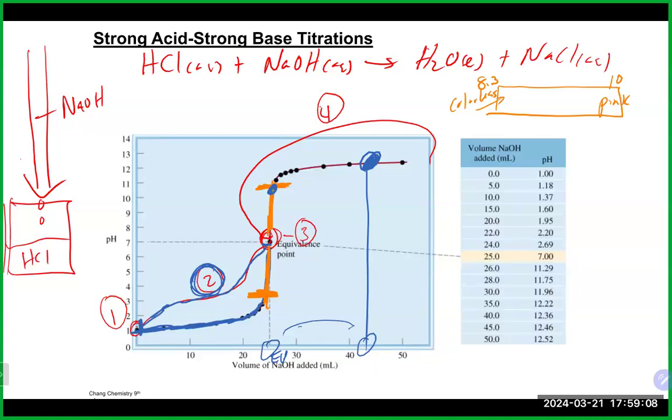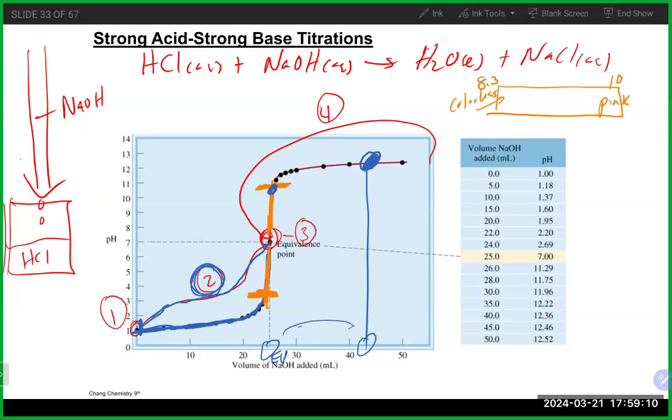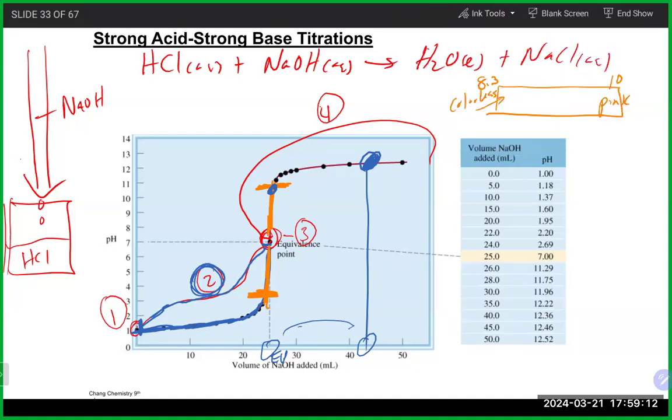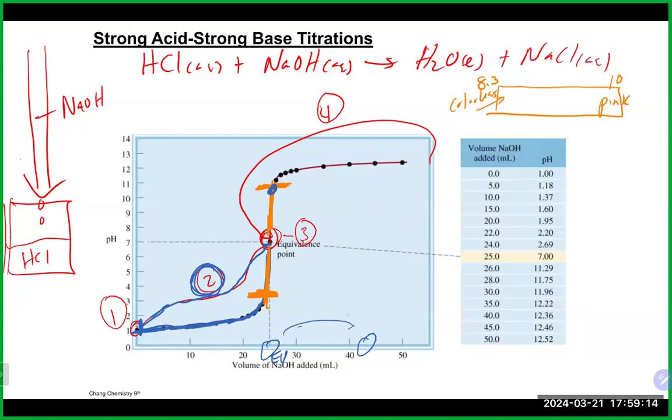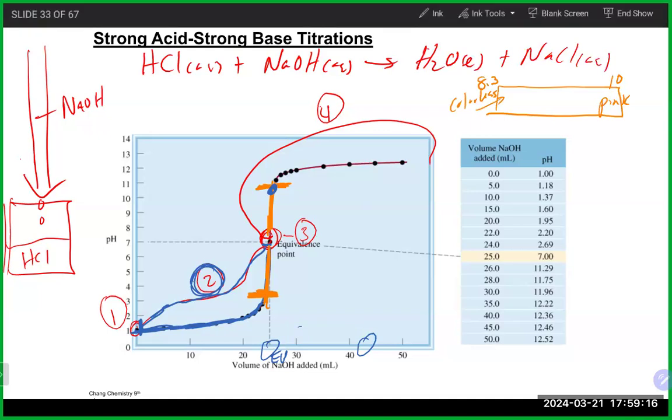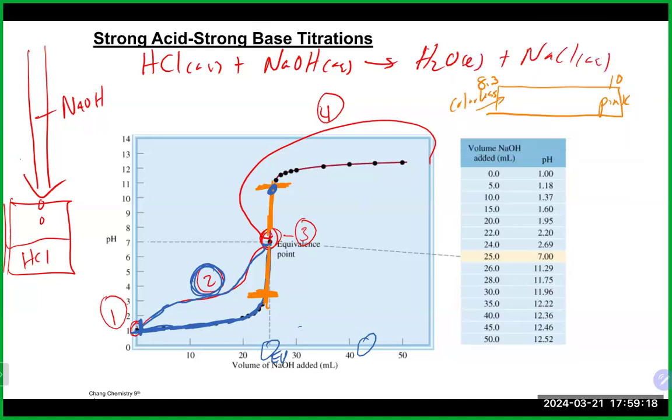All right, I was always the first one done. I didn't understand that light pink thing. I didn't understand it. So that is, again, the reason why we will see sometimes the indicator jump really, really pink.